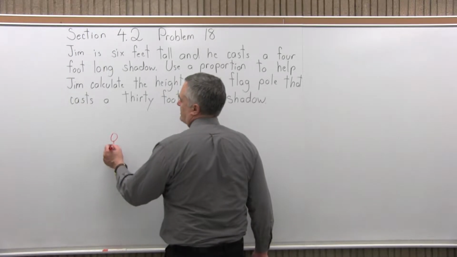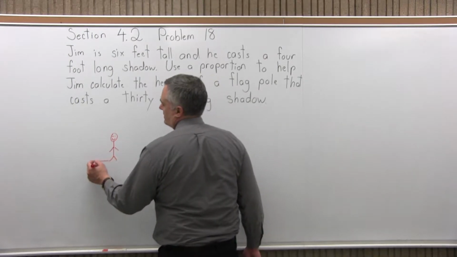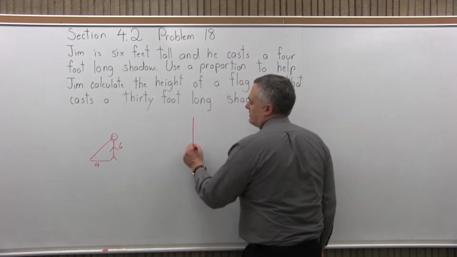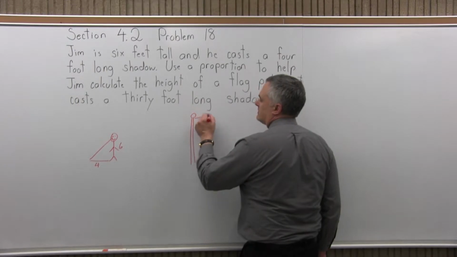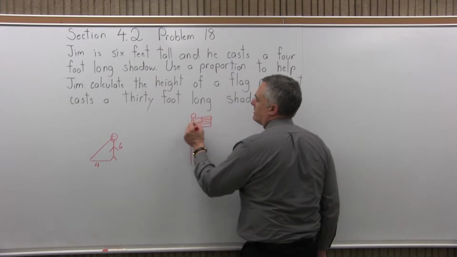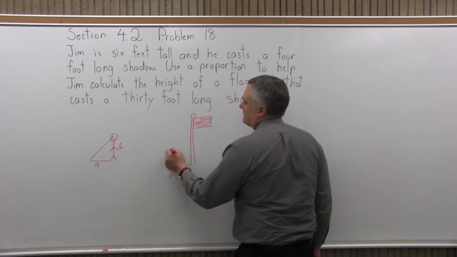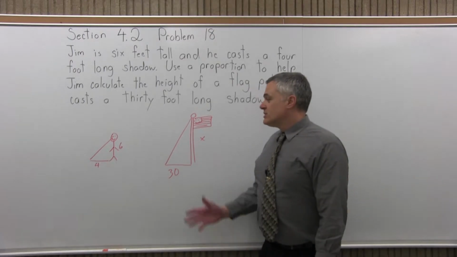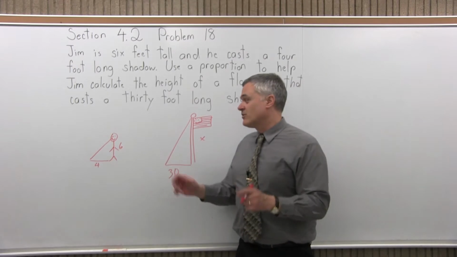So let's say Jim looks like this, and he is 6 feet tall, and his shadow is 4 feet long. So it makes a triangle. And he has a flagpole, maybe where he goes to work or school or at his house. Put a quick flag on it. And it casts a shadow that is 30 feet long, also forms a triangle, and its height is unknown. So this is a problem just like the others, except the triangles aren't drawn for you. You kind of have to imagine them.